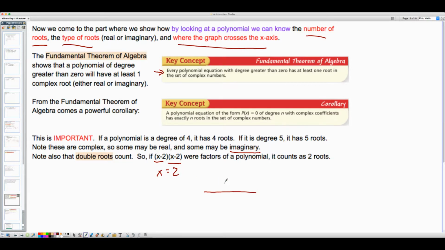And what that looks like on a graph is that you may have the curve come down and it'll touch the x-axis and then turn around. So instead of going around and touching it twice like this, it's going to touch it at one point, so it's called a double root.